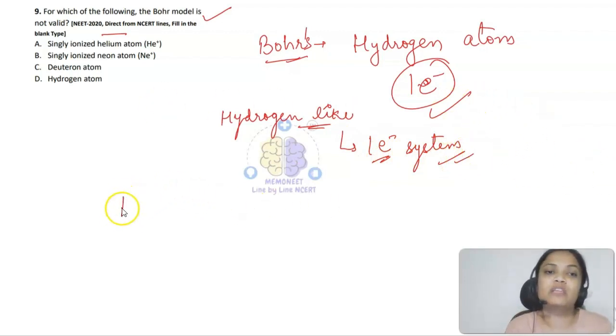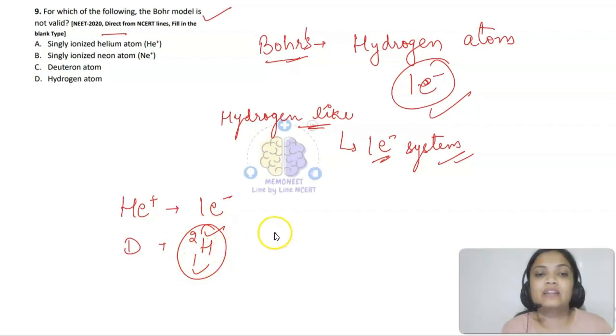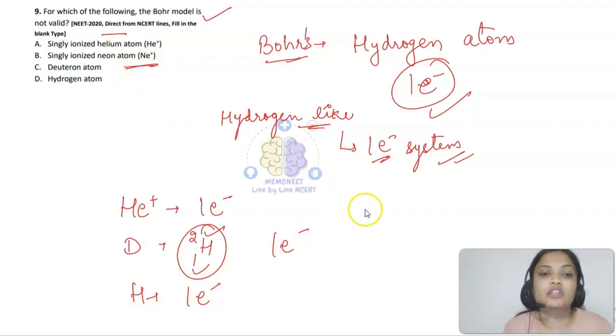If I talk about the helium ion He plus, helium has 2 electrons, so He plus will have 1 electron. Similarly the deuteron atom, deuteron is just an isotope of hydrogen, so its atomic number is 1 and mass number is 2. Again it is a 1 electron system only, and hydrogen is also 1 electron. Then we have singly ionized neon atom, so it will have 9 electrons.